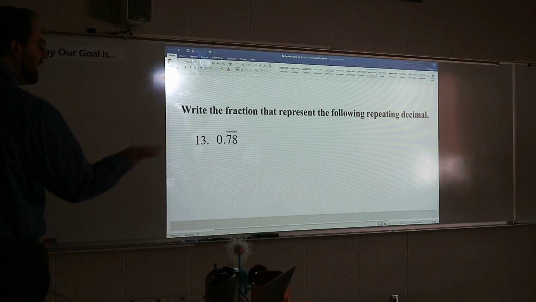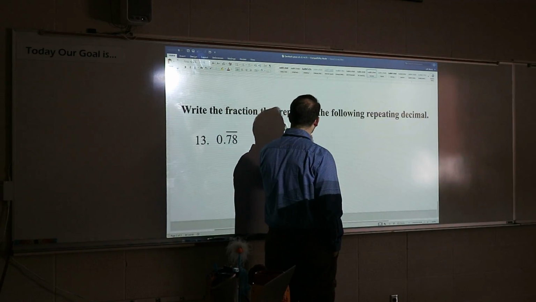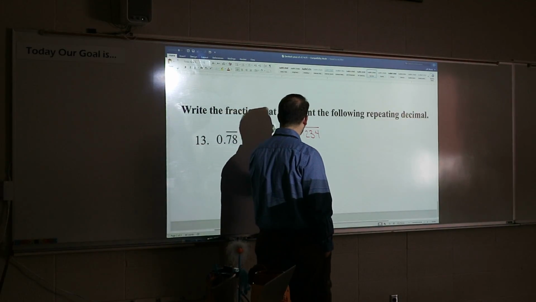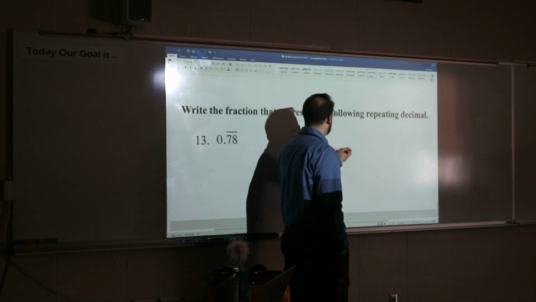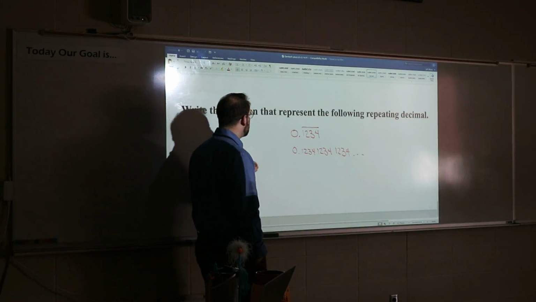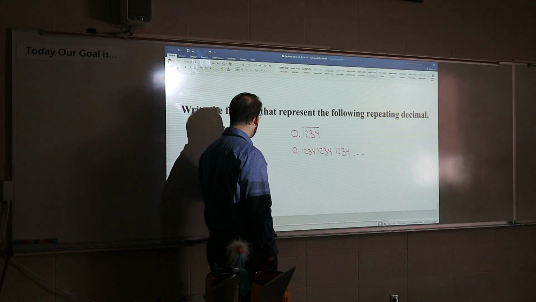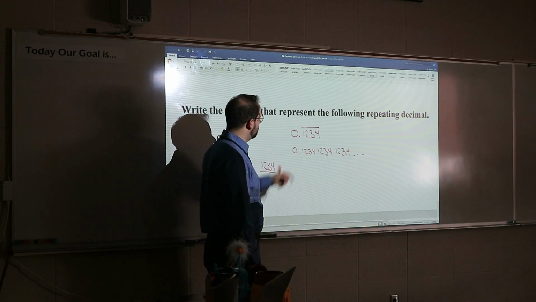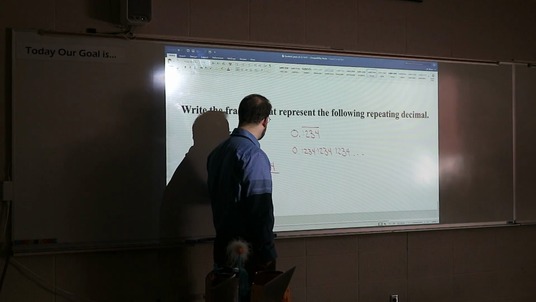Whatever number they give you, let's say they give me 0.1234, and the 1234 is repeating. So this number is 0.1234, 1234, 1234. Whatever that repeating number is, you're going to put that number on the top, and you're going to put 9s on the bottom. Now, how many 9s do I need on my problem? How many numbers are back here? 4. So you're going to put 4 9s on the bottom.